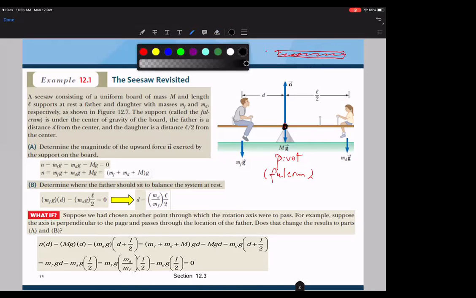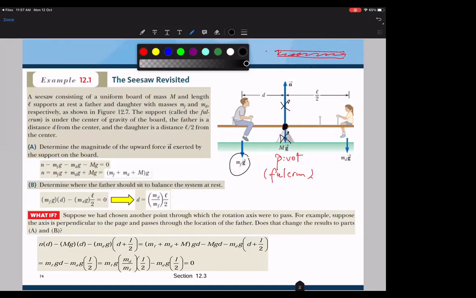What are the possible contributions of the torque about the fulcrum? Why we pick this point is because with that, we could eliminate the contribution from the weight, and we could eliminate the contribution from the normal force. They are right at the fulcrum, so r is equal to 0. No torque due to these two forces. So the only torque is due to the father. It is an anti-clockwise torque.